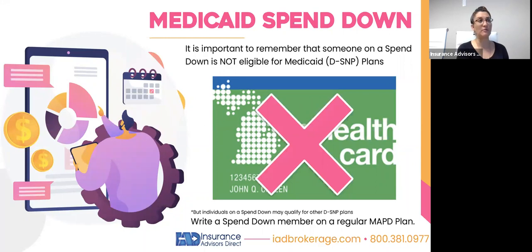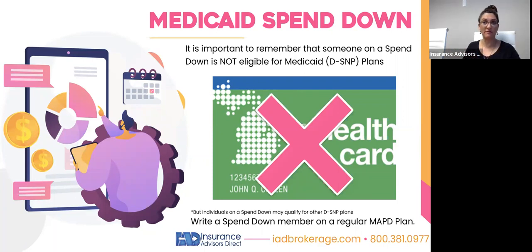So again, I really want to stress that it's important to remember that someone that's on a spend down is not eligible for the Medicaid D-SNP plans. I kind of want to retract that in the sense that it's not an always, and in this industry we should know it's not an always, and it's usually not a never. We can always have these gray areas, but rule of thumb, you want to go ahead and treat a spend down as a regular MAPD. Sign them up on that.